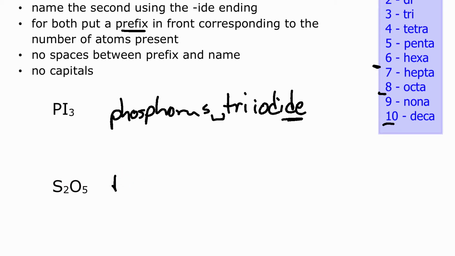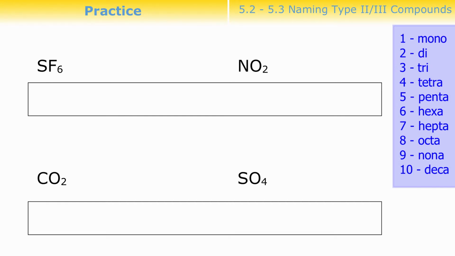Here's another one. S2O5, so it'd be disulfur. Notice the first one you just leave with the name, you don't put an "ide" on it. And then for the second one, there are 5. 5 is penta. So disulfur pentaoxide. Notice the "ide" at the end. Got it? Not too hard. Try a couple. Try those 4, pause, and then I'll show you the answers.